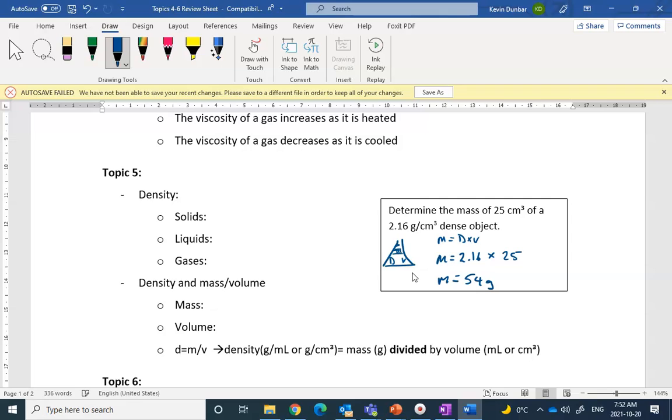54 grams. Grams comes from here, and if it's a 3-mark question, remember you need to show your formula, your work, and your answer with proper units in order to get full marks.